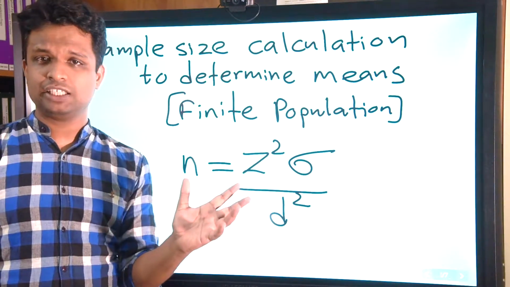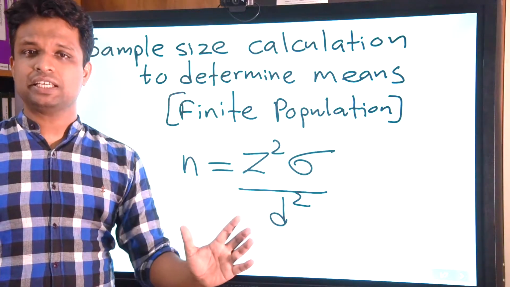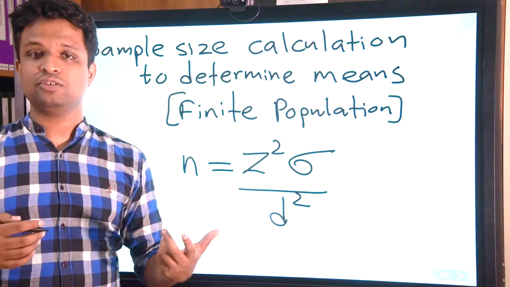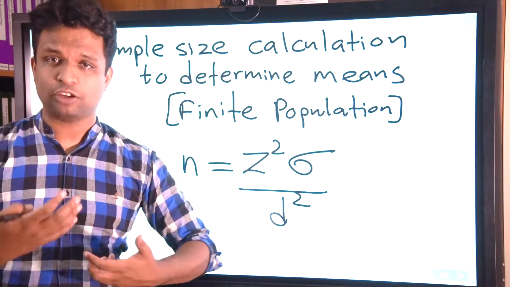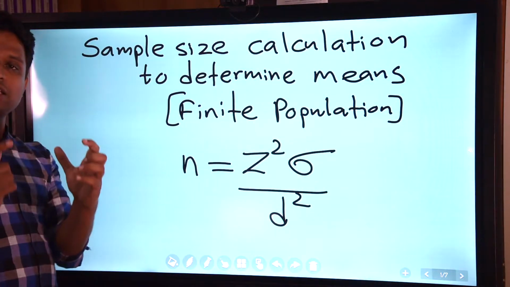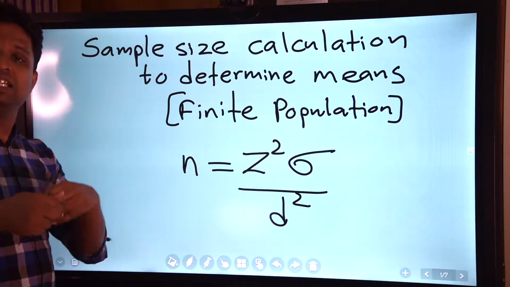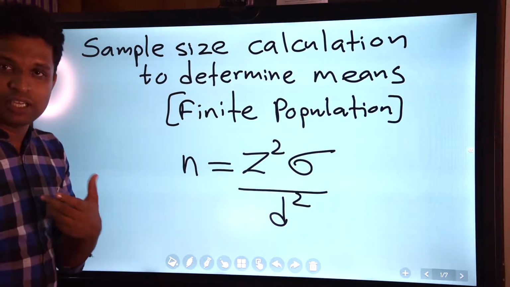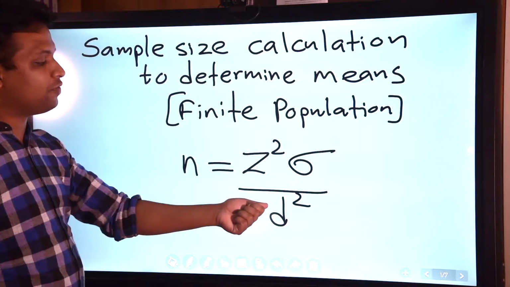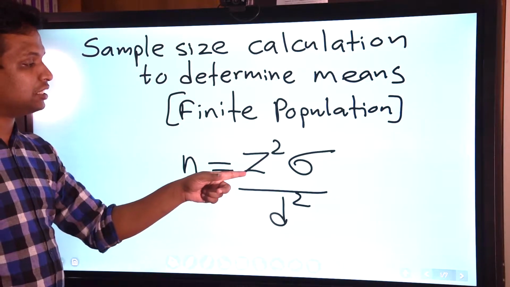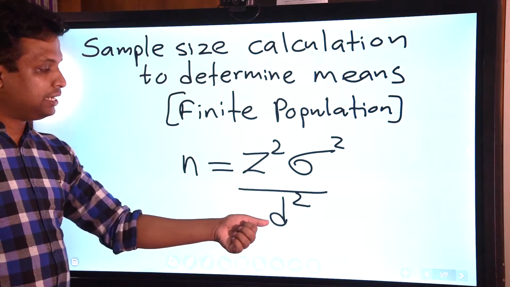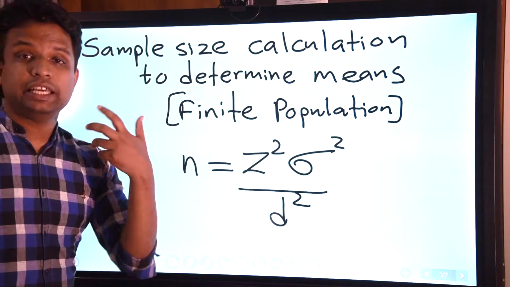In the previous lecture, we discussed sample size calculation to determine means for infinite populations, or when the total population cannot be counted. If I recall, the general formula to calculate sample size in the researchers where we need to determine the sample size is n equals Z squared sigma squared divided by d squared. Z is the confidence level, sigma squared is the variance, the standard deviation, and d squared is the error margin.